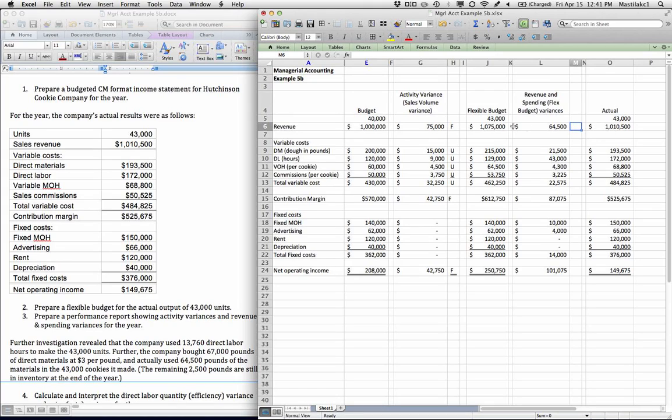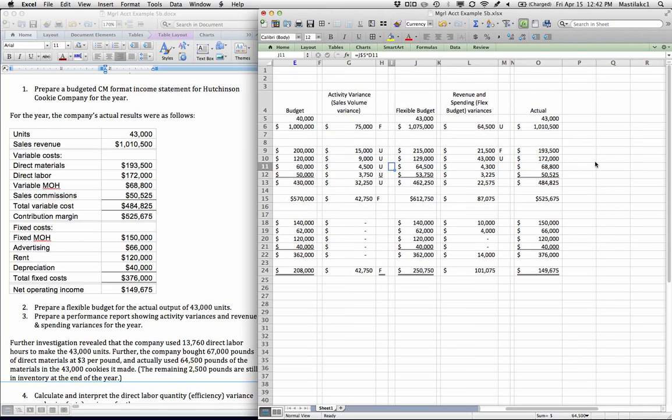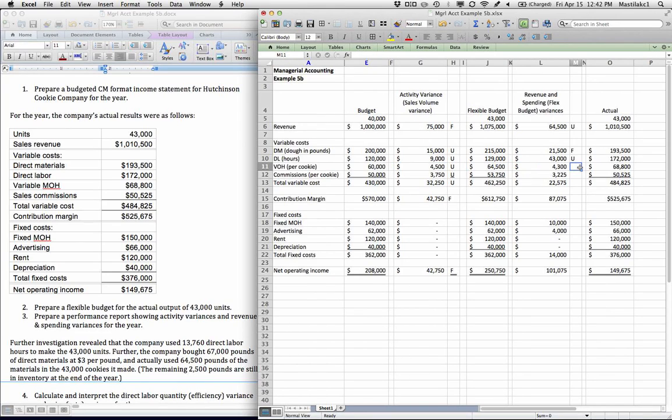So in this case, our actual revenue was $64,000 less than budgeted, so we're going to call that an unfavorable variance. That decreases net income. Our direct material variance is going to be favorable because we actually spent $193 instead of the $215 we should have spent. Direct labor, we spent more than we should have. We're going to call that unfavorable. The variable overhead per cookie, we spent $68 instead of the $64.5 we thought we were going to spend. That's unfavorable.